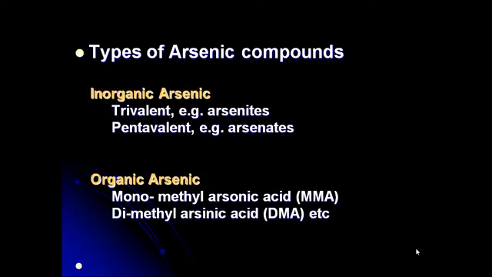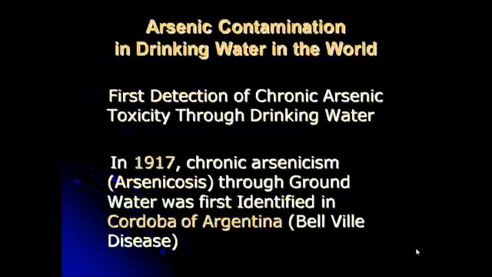So arsenic is a very important compound, and mainly there are two types of arsenic compound: one is inorganic, the other is organic. Among the inorganic, one is trivalent, another is pentavalent, and the organic ones are monomethyl arsenic acid and dimethyl arsenic acid. In human history, the first detection of chronic arsenic poisoning through drinking water was in 1917 in Argentina.